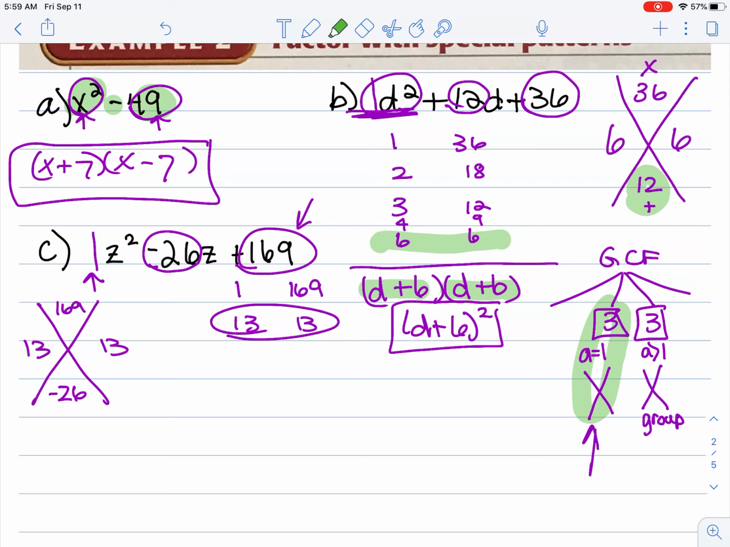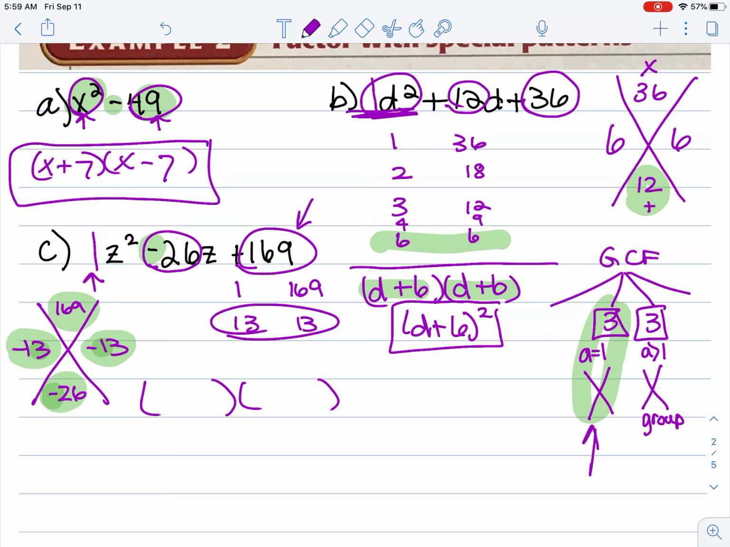But remember, this is a negative on the 26. So both of these terms should be negative. And let's check it. If I multiply negative 13 and negative 13, we get positive 169, so we're good. And if I add them, we get negative 26. Okay, so we're ready to move on.